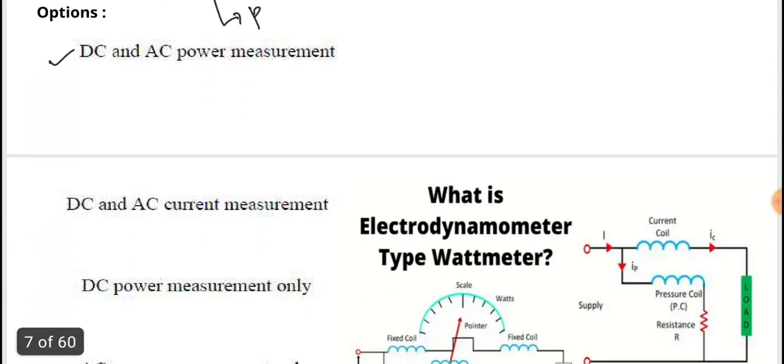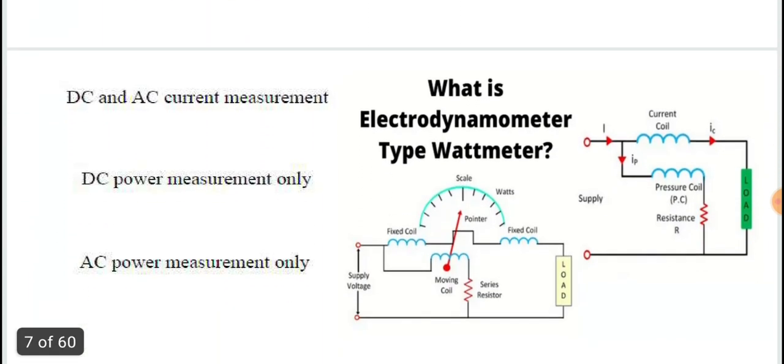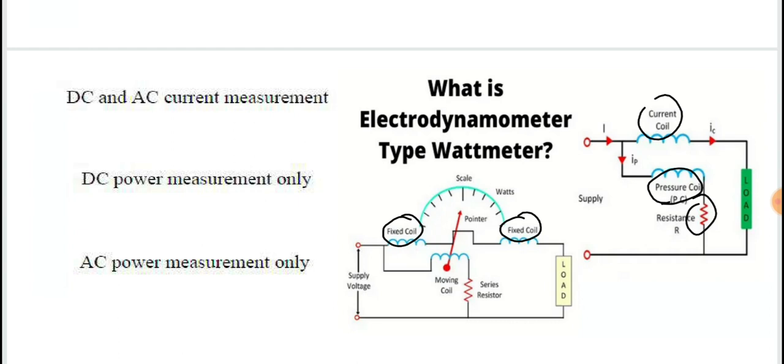Now we'll see what an electrodynamometer type wattmeter is. It is used for the measurement of AC as well as DC power. It will have two coils. The first one is a current coil, which has a small number of turns, and the other is a pressure coil, which has a higher number of turns. In series with it we have some resistance to create the phase difference between the current coil and pressure coil. In the diagram, we have the fixed coil, which is divided into two parts, and a moving coil like this. You have to understand this diagram.